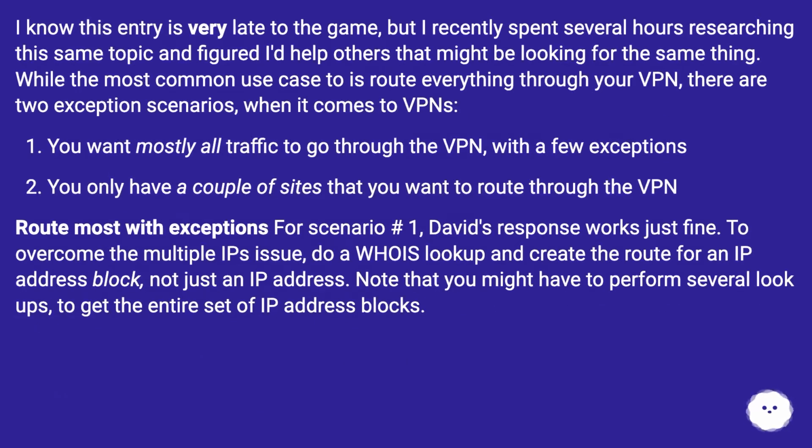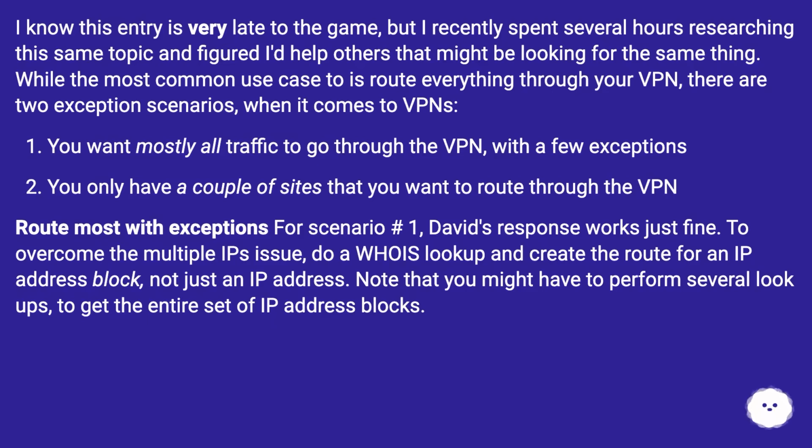I know this entry is very late to the game, but I recently spent several hours researching this same topic and figured I'd help others that might be looking for the same thing. While the most common use case is route everything through your VPN, there are two exception scenarios when it comes to VPNs. One: you want mostly all traffic to go through the VPN, with a few exceptions. Two: you only have a couple of sites that you want to route through the VPN.